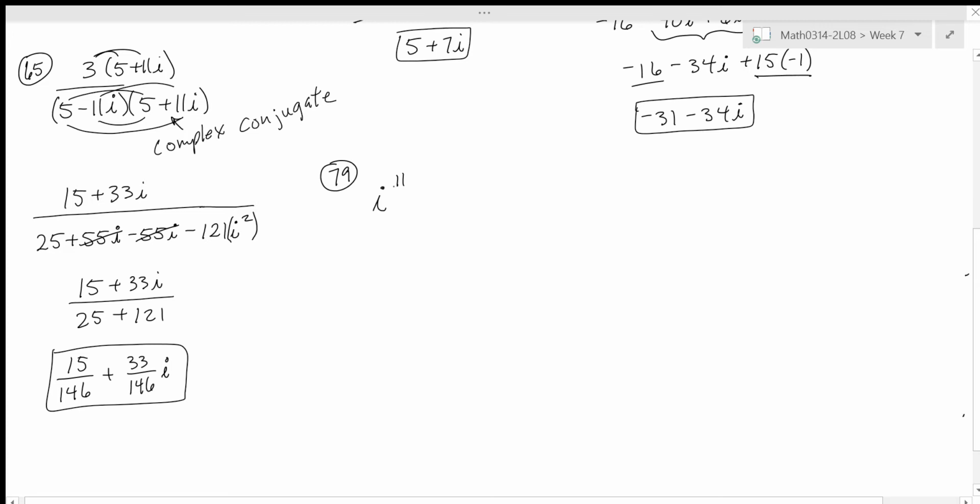And in these problems that we're about to do, we're going to simplify higher powers of i. That's what it's called: simplifying powers of i. So here we have i to the 11th power, and we want to simplify that expression.